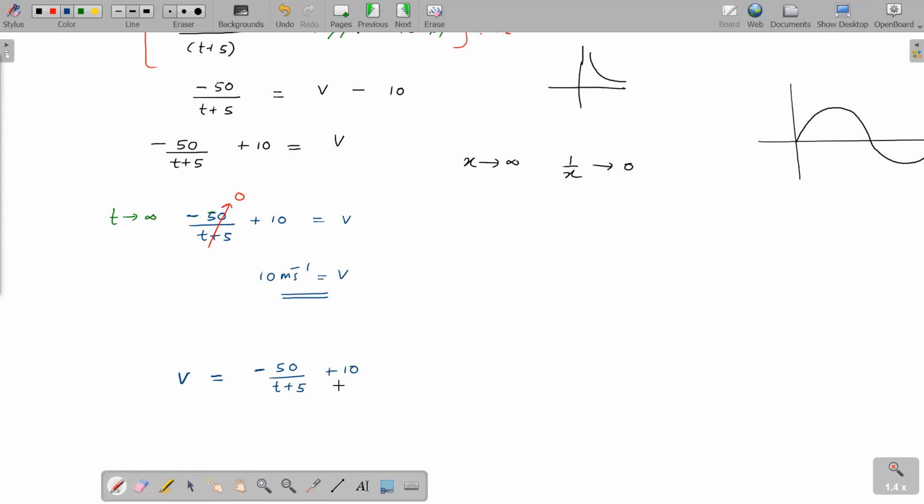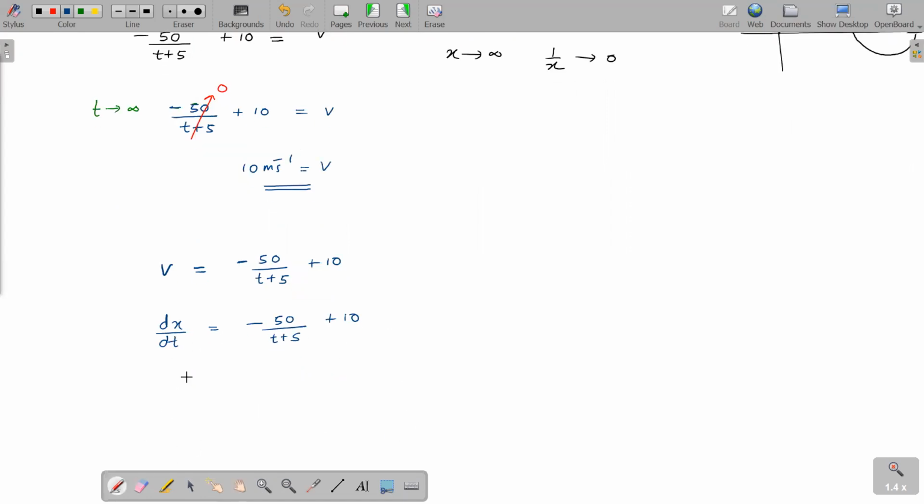So what's the first thing we do? First thing you do is replace the velocity with dx by dt. Velocity is dx by dt equals minus 50 over t plus 5 plus 10. And now you can separate variables. This side you can keep dx waiting. Minus 50 over t plus 5 stays here, plus 10, and dt on this side with respect to t. And then you integrate both sides. The first side integrates with respect to x, this side integrates with respect to t.